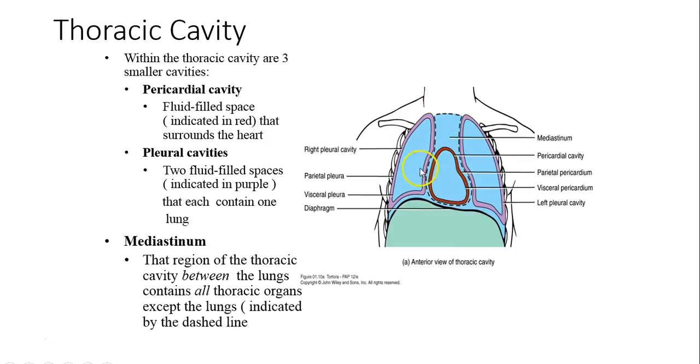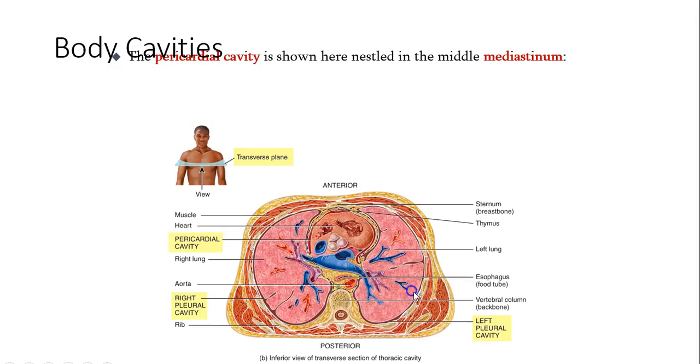And then this dashed line here outlines the mediastinum, which is the region of the thoracic cavity between the lungs. Again, this contains all thoracic organs except for the lungs. And so you would have your heart, your esophagus, trachea, thyroid gland, etc., located within the mediastinum. And this is a transverse plane. You can see the level, and so we can see the lungs and the heart here.